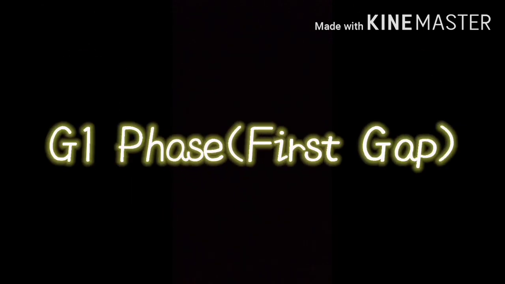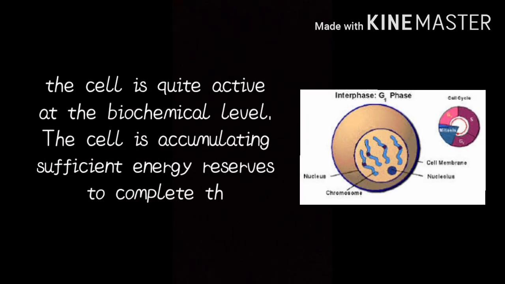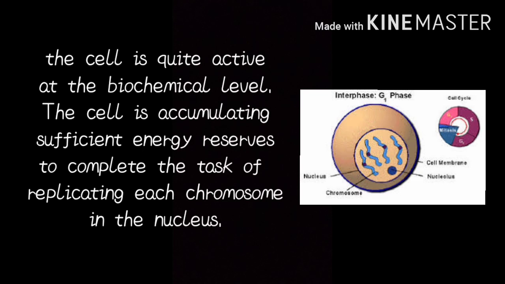G1 phase, or first gap. The first stage of interphase is called the G1 phase or first gap because, from a microscopic aspect, little change is visible. However, during the G1 stage, the cell is quite active at the biochemical level. The cell is accumulating the building blocks of chromosomal DNA and the associated proteins, as well as accumulating sufficient energy reserves to complete the task of replicating each chromosome in the nucleus.